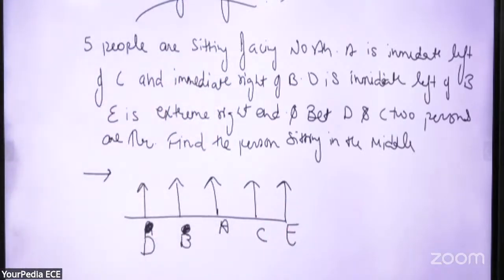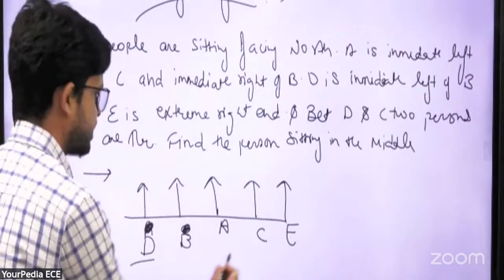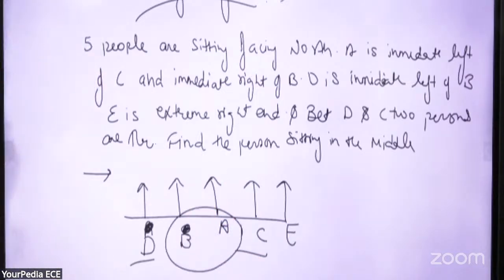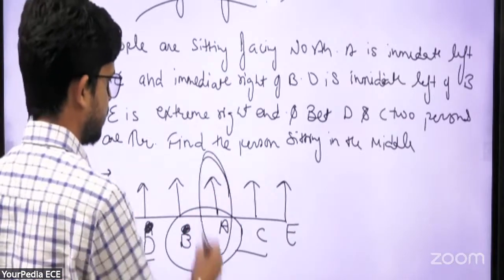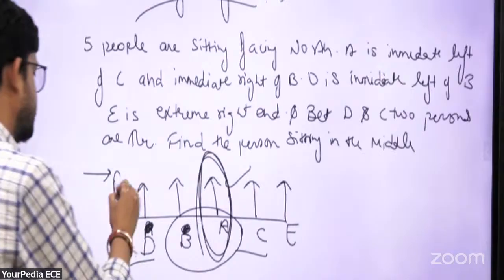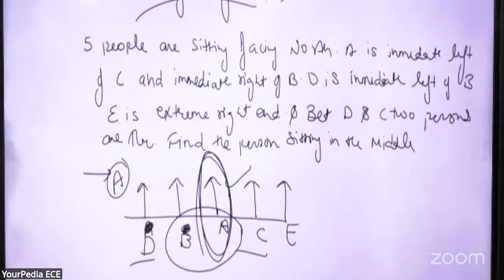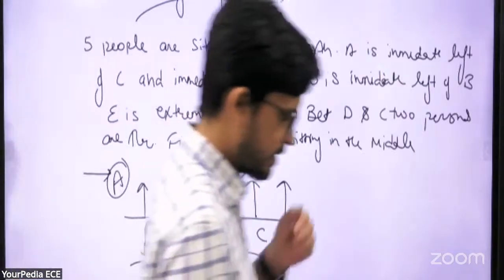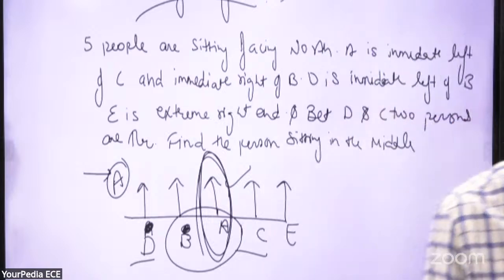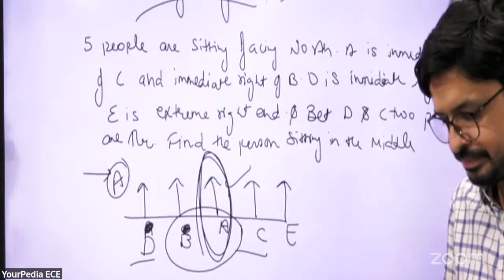And between D and C, two persons are sitting. Find who is sitting in the middle. So in the middle you see that A is sitting in the middle. Clear? So very simple question. So basically A is sitting in the middle.